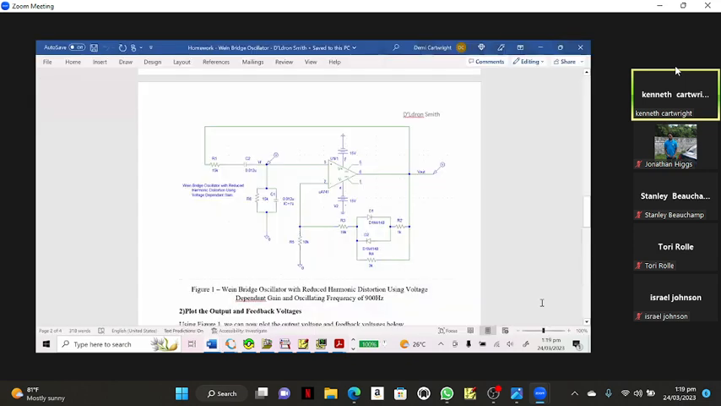All right. I hope everybody got a snip of that. So this is your next assignment. This is going to be due Wednesday at 11:45. You're going to design a Wein-Bridge oscillator so that it oscillates at n times 100 hertz, where n is your number.